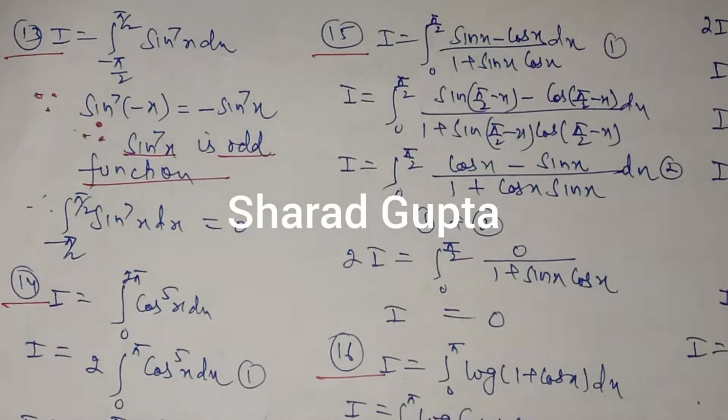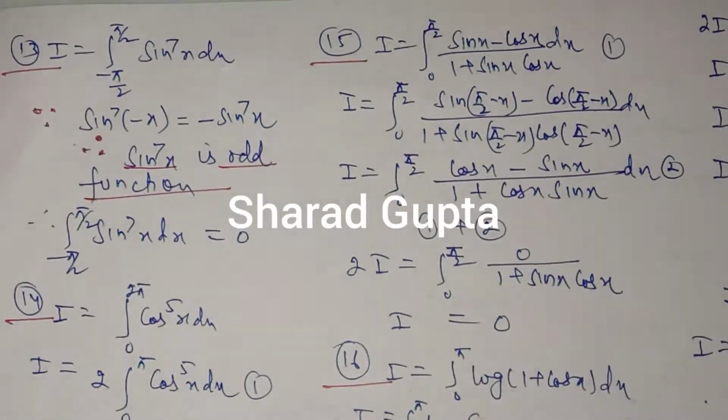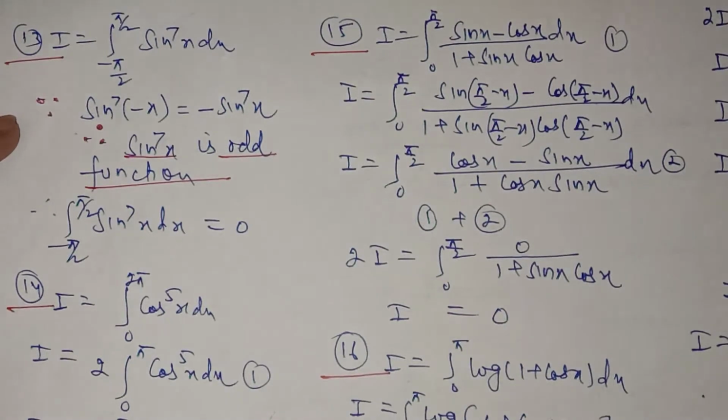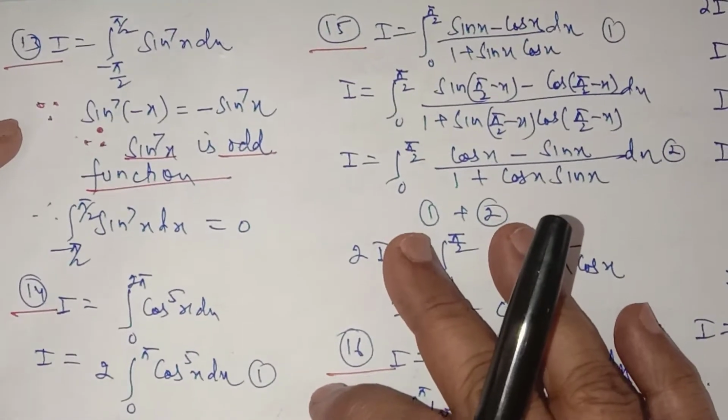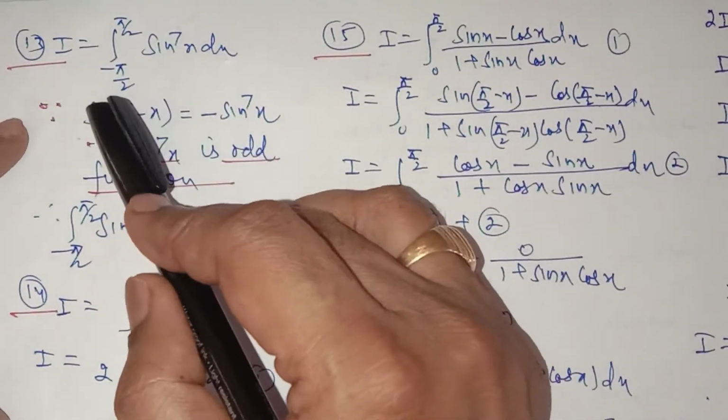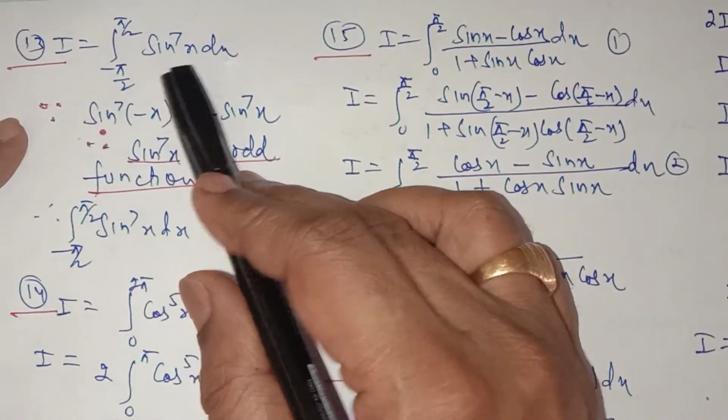This is lecture number 21 for the chapter Integration, and we are discussing Exercise 7.11. We have done up to question number 12. Now see question number 13. It is the integral from minus pi by 2 to pi by 2 of sine raised to power 7x.